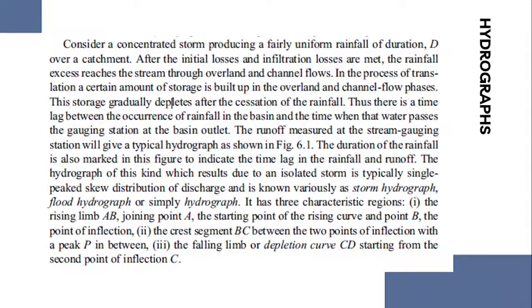Mainly, we have first the rising limb AB joining point A, the starting point of the rising curve, and point B, the point of inflection. Then we have second the crest segment BC between the 2 points of inflection with a peak P in between. And lastly, we have the falling limb or depletion curve CD starting from the second point of inflection C.